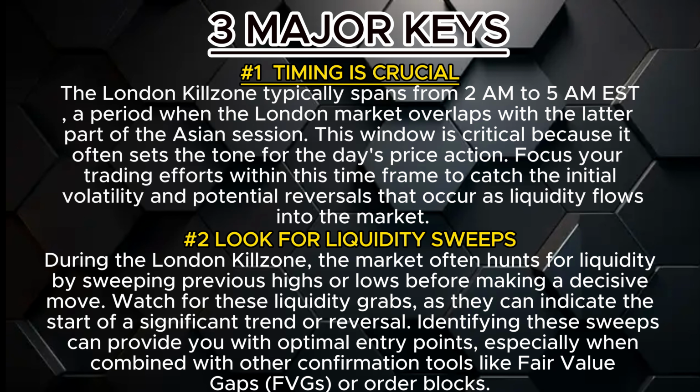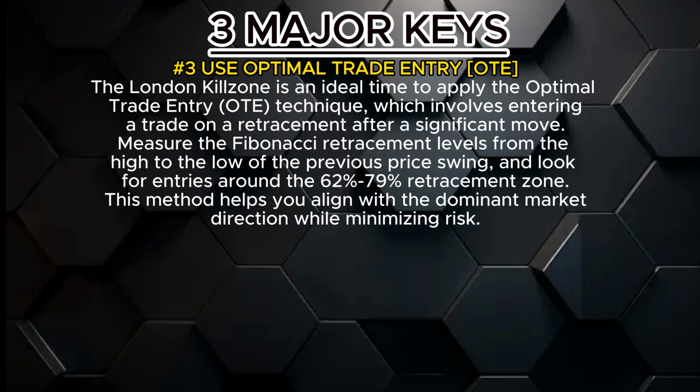So the third point that we are going to use is optimal trade entry. That's the OTE. The London kill zone is an ideal time to apply the optimal trade entry technique, which involves entering a trade on a retracement after a significant move. Measure the Fibonacci retracement levels from the high to the low of the previous price swing and look for entries around the 62% to 79% retracement zone. This method helps you align with the dominant market direction, minimizing risk.